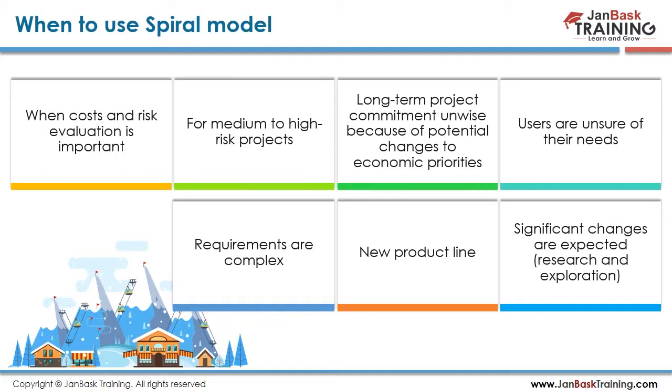When the requirements are complex, we're going to use the spiral model. For new product lines, when we're creating something new and user needs are unsure or unclear, in such cases we'll be using the spiral model.